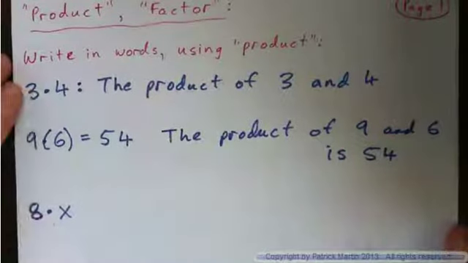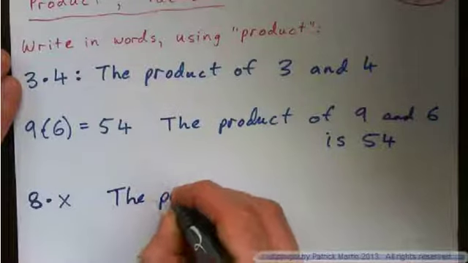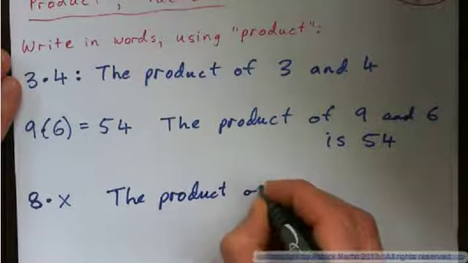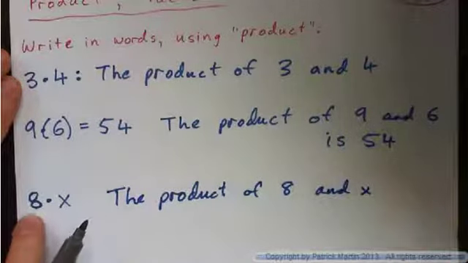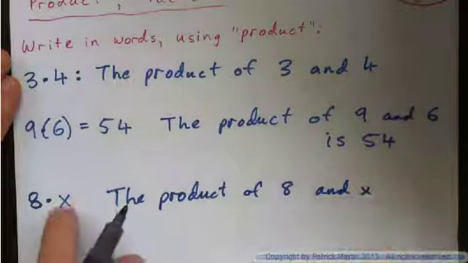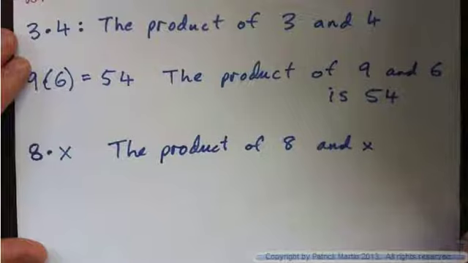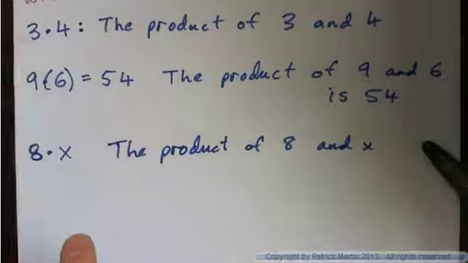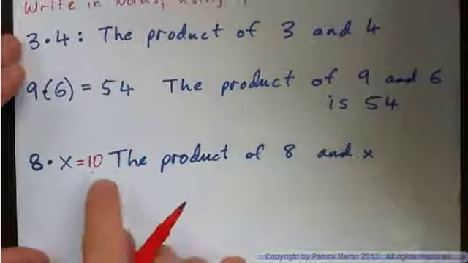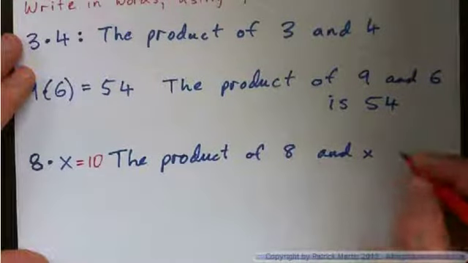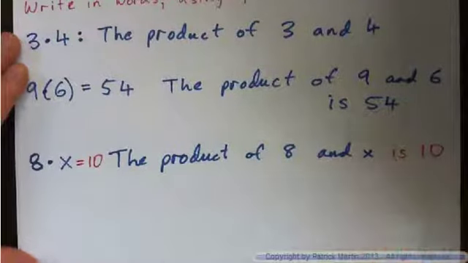And 8 times x, you could just say that is the product of 8 and x. The number on the left comes first, then the number on the right. So it's the product of 8 and x. It doesn't tell us what it is, but if they said 8 times x is equal to 10, then this would be the product of 8 and x is 10, right? Because the equals 10 would be is 10.